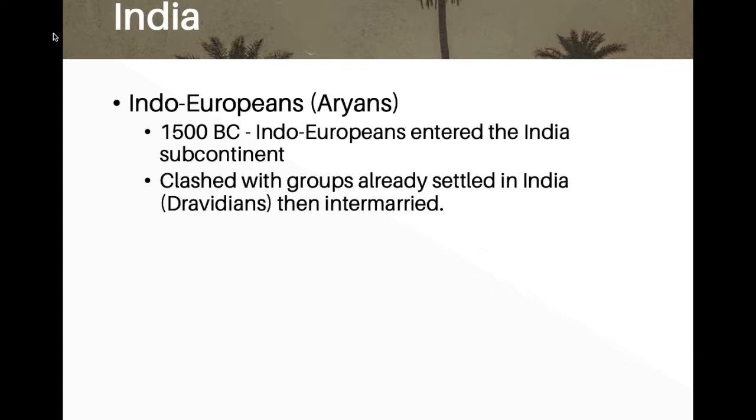And what happened is they came in and they clashed with groups that had settled in India already. Other small groups had come in and settled with the Harappan people and intermarried with them, and they lived in the Indus River Valley. And these groups were called Dravidians. And the Aryans came in and clashed with the Dravidians, and they would battle. They would fight each other. But over time, they settled, and they actually began to intermarry with the Dravidians there in the Indian subcontinent.